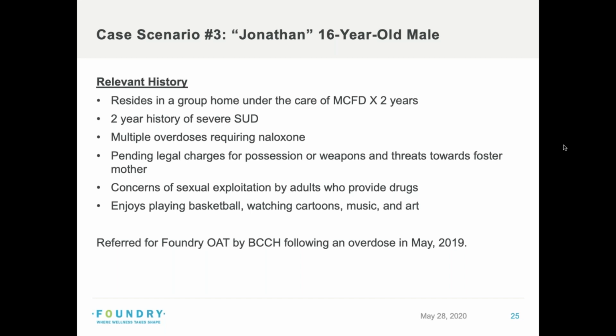He had a 2-year history of severe substance use disorder, including multiple overdoses requiring naloxone. He had pending legal charges for possession of weapons and threats towards his foster mother. There were also concerns that he was being sexually exploited by adults who were providing drugs to him. He stated that he enjoyed playing basketball, watching cartoons, listening to music, and doing art.